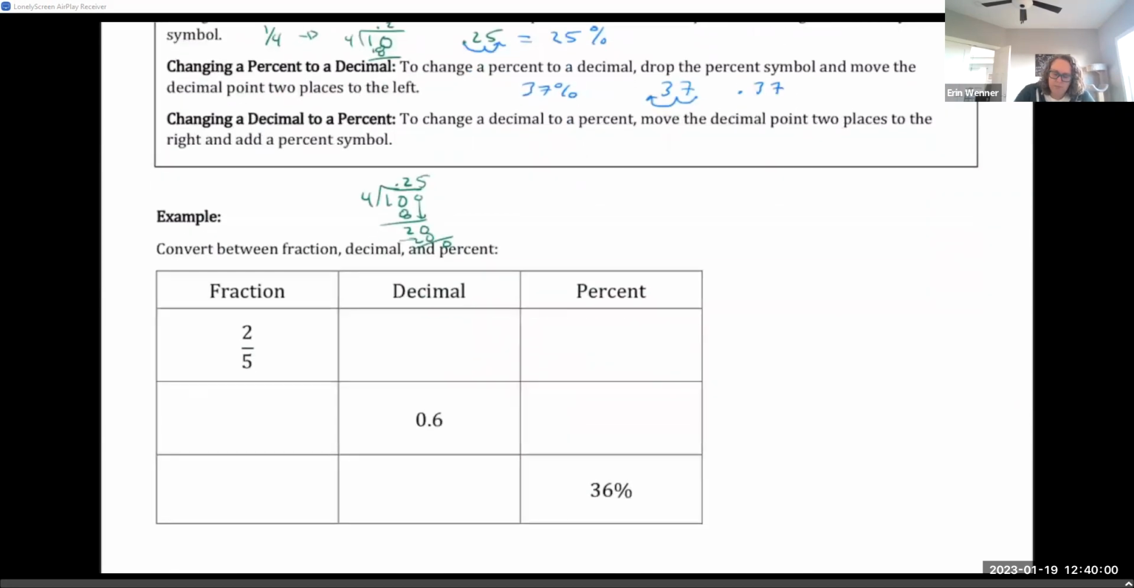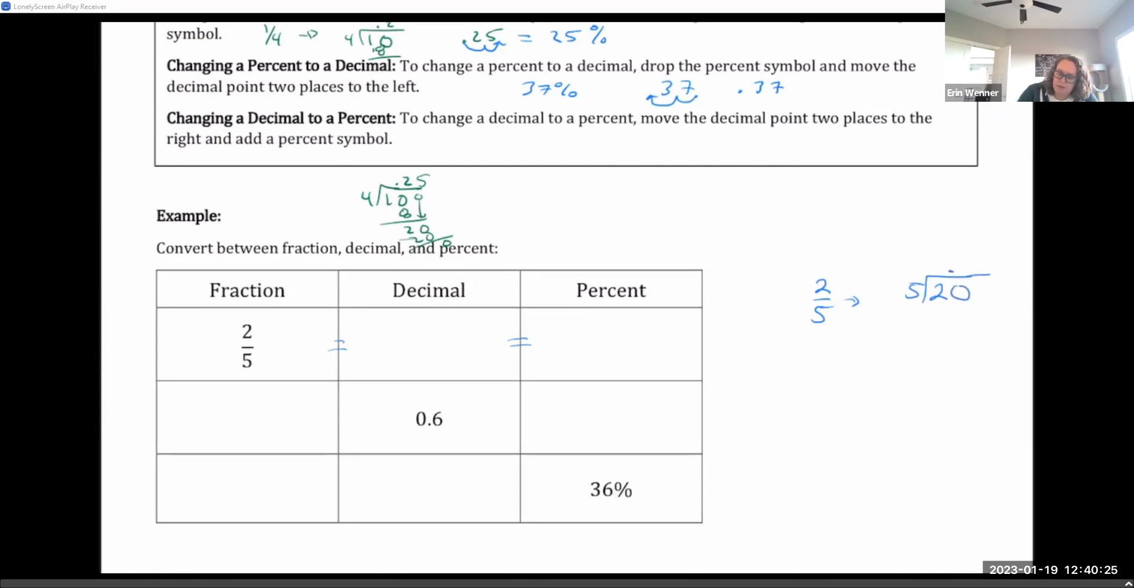So in this table, I want you to write the equivalency between these. So between the fraction, decimal, and percent. So if we're going from 2/5 to a decimal, we're going to take 2 and divide it by 5. Again, 5 can't go into 2, so we have to add a 0, which means we have to add a decimal point. 5 goes into 20 4 times. So 4 times 5 is 20. And when we subtract, we get a 0, so we've terminated, we're done. So the equivalent decimal to 2/5 is going to be 0.4.